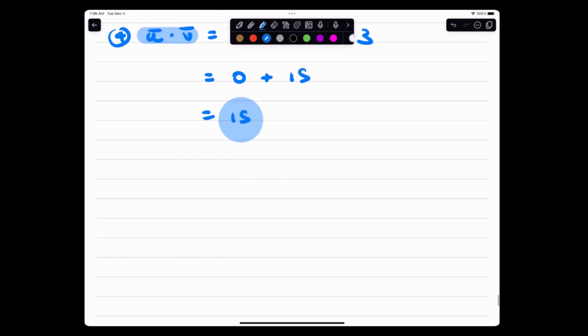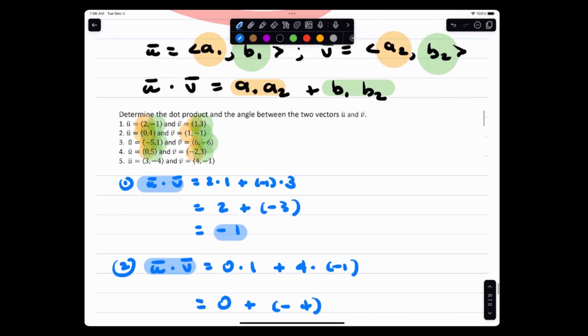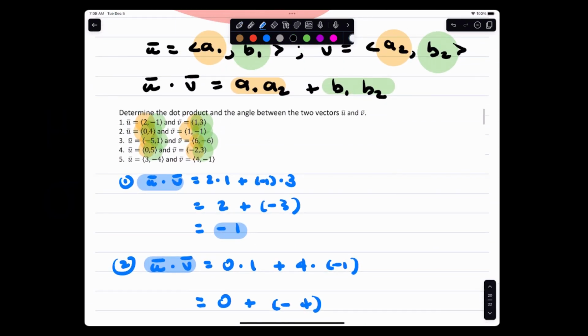Okay, and that's number 4. Number 5. This is going to be what? 3 times 4, -4, -1.